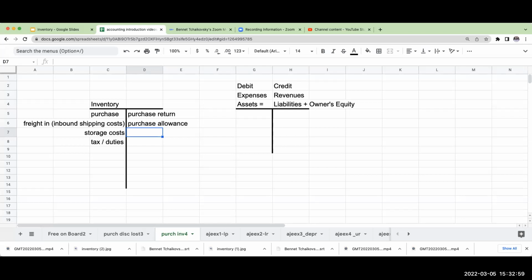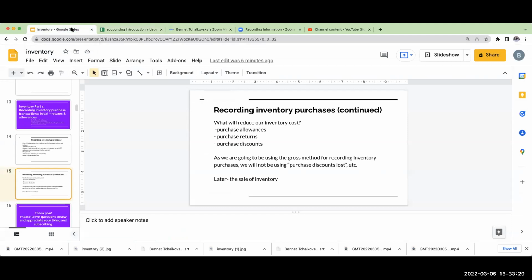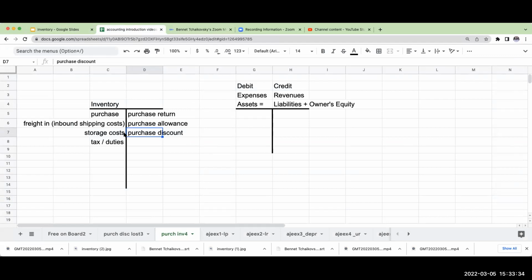The next one is any type of purchase discounts. You may have seen me in the previous video where I talked about purchase discounts lost, and we use the net amount method of recording it. I don't do that. When I take a discount on the purchase amount, I'm going to credit inventory for the purchase discount. So that purchase discount is where it's going to show up in inventory. When we look at a real live example, it's going to make a little more sense. But again, this is how we record the different items as they relate to inventory purchases.